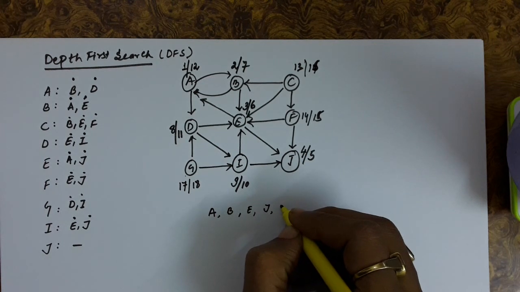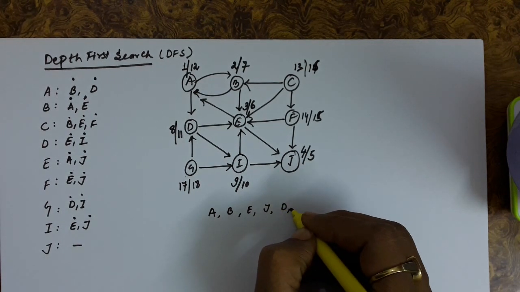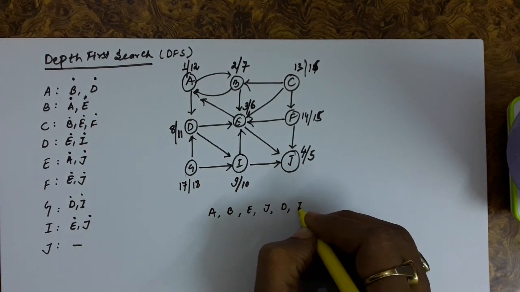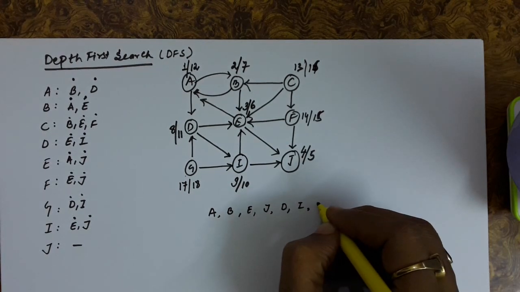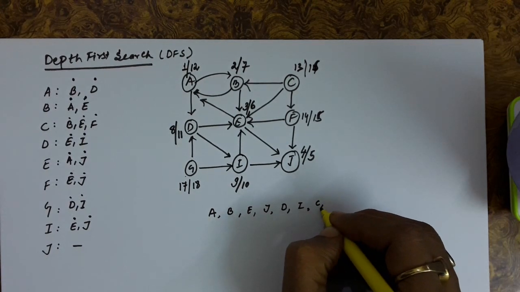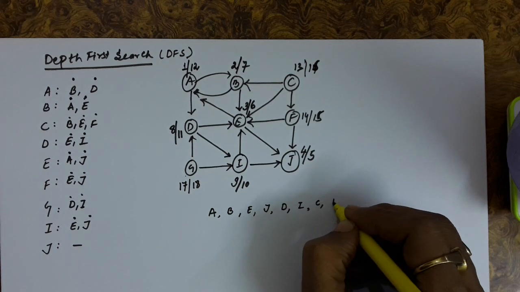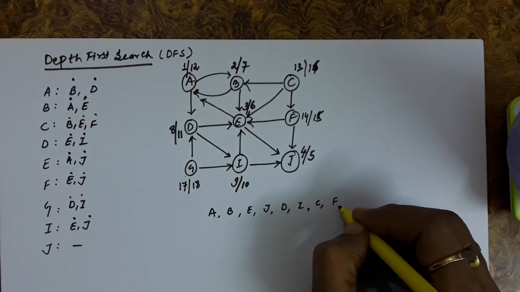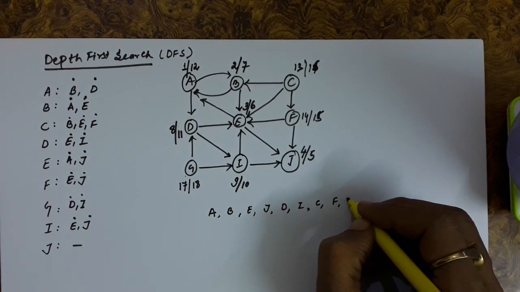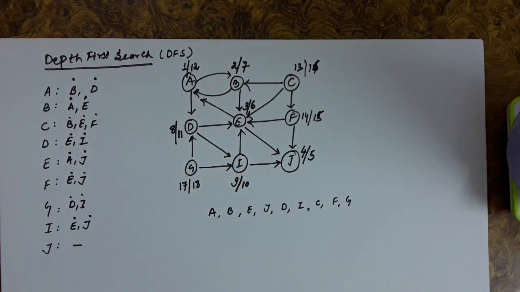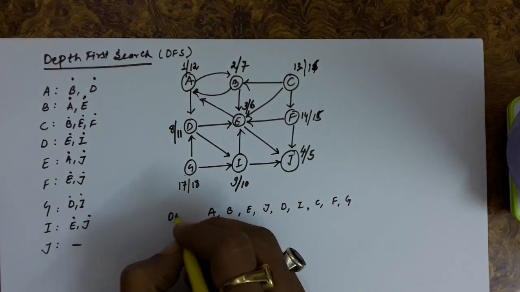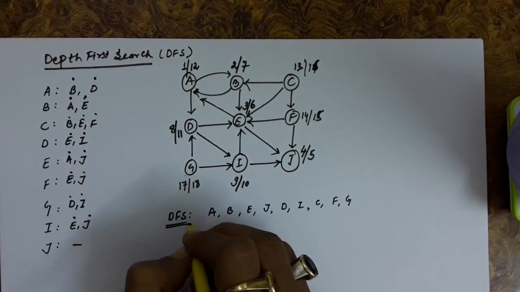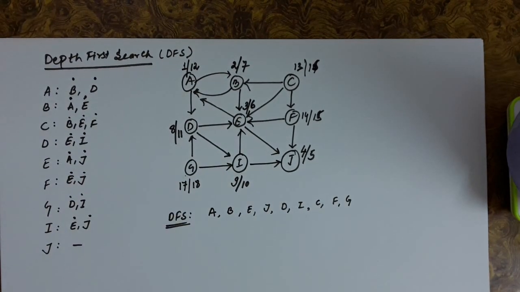Then at 8 time D is explored. At 9 time I is explored. At 13 time C is explored. At 14 time F is explored. And at 17 time G is explored. So this actually is the DFS sequence. Fine, this is the DFS sequence.